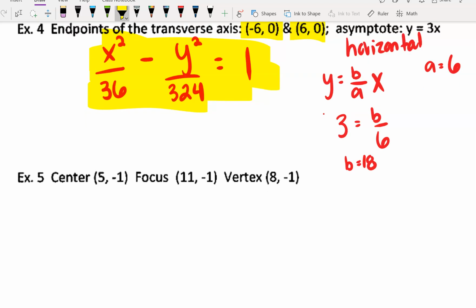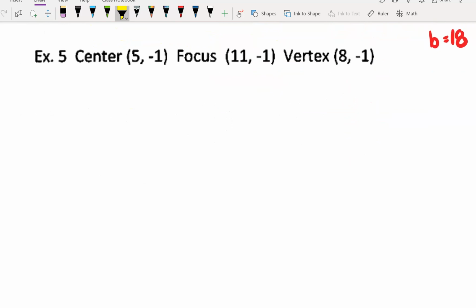All right, moving on, we now have something that has a center that is not the origin. So this is going to be a little trickier. We are going to have to make sure to use h and k this time.